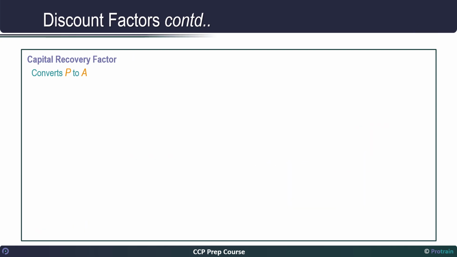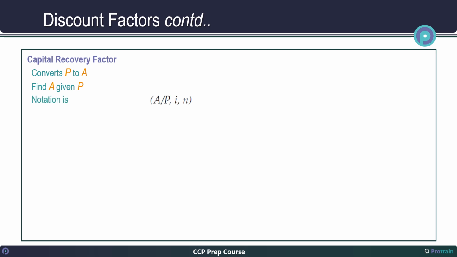The fourth factor is capital recovery factor. This factor converts present value or P to annuity or equivalent uniform annual worth. In other words, it helps us find A when P is given. The notation is A by P, I, N. Formula is I into (1 plus I) to the power n, divided by (1 plus I) to the power n, minus 1.